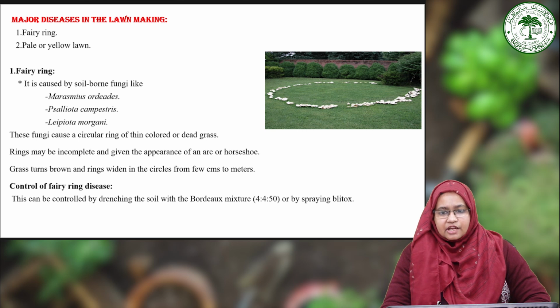Fairy ring disease can be controlled by drenching the soil with Bordeaux mixture or by spraying Bilitox. Bordeaux mixture is a combination of copper sulfate, hydrated lime and water in the ratio of 4:4:50, which is effective against a range of fungal diseases, while Bilitox is a fungicide containing copper oxychloride used to control various fungal diseases in plants.